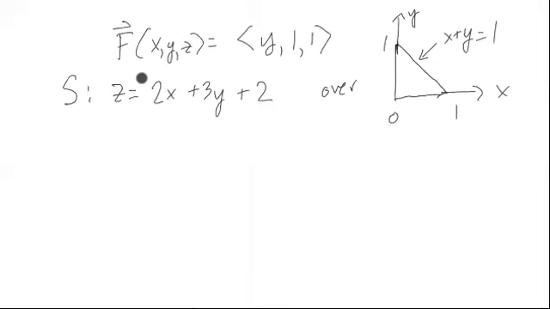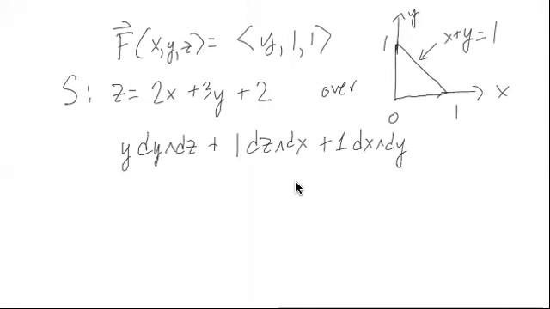Let's look at an example of integrating a vector field over a surface. Let's let this surface be a plane, and let's take it over this region right here. Okay, so first we need to rewrite this vector field in terms of a differential 2-form to get us set up. So we do that.